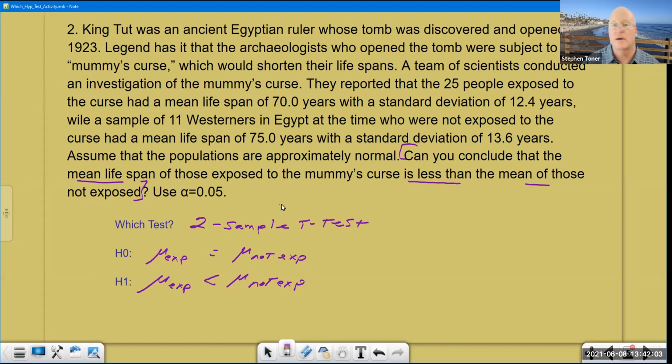And then we look at whether people were randomly assigned into one group or another. Well, that's not the case. You either were part of the archaeological team or you just happened to be a Westerner in Egypt at the time. We did not flip a coin and say, hey, you get to be on the archaeologist team. That wouldn't be quite fair to the scientists who had been working their whole life and studying about the curse to do that. So this is definitely going to be in the not pooled category.